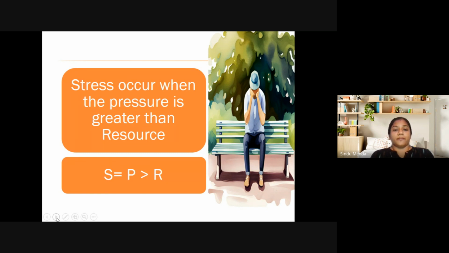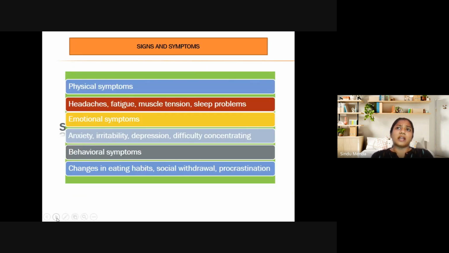Coming to the next slide: what are the signs and symptoms that each and every teacher, or each and every human being, is facing? There are different kinds of signs and symptoms of stress. One is physical symptoms: headaches, fatigue, muscle tension, sleep problems. Another is emotional symptoms: anxiety, irritability, depression, difficulty concentrating. Then behavioral symptoms: changes in eating habits, social withdrawal, procrastination.